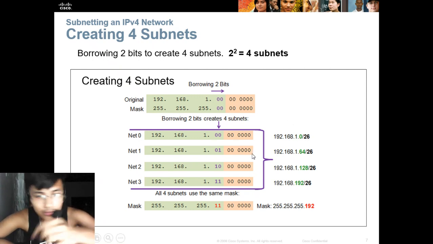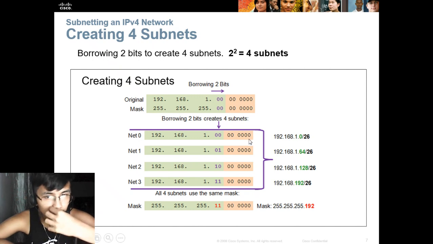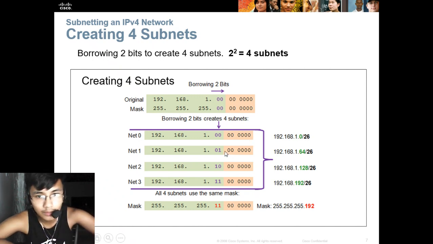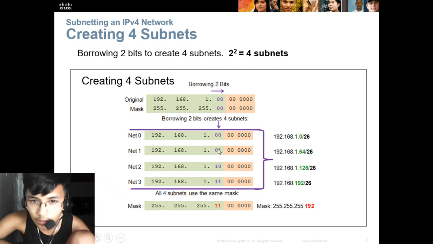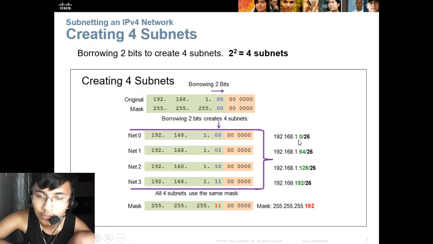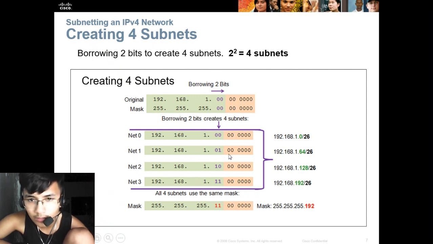So in getting these 4 subnets, it relies on the positional value of these borrowed bits. We can see here, we have all zeros in the last octet, so we have 192.168.1.0, and for the next one we have 0, 1, 0, 0, and 4 zeros.